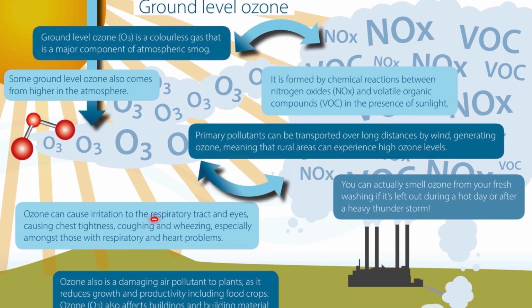So why is it dangerous? It is very dangerous to the respiratory tract, causes eye irritation, chest tightness, coughing, wheezing, and is responsible for various respiratory and heart problems. Ozone is also damaging to plants as it reduces the food quantity of the crops. Ozone also affects materials, especially rubber or plastic, as ozone destroys those materials through free radical reaction mechanisms. And we can even smell ozone after a heavy thunderstorm, or if we wash and dry clothes on a hot day, it also produces ozone.